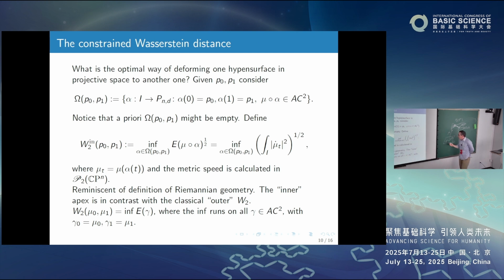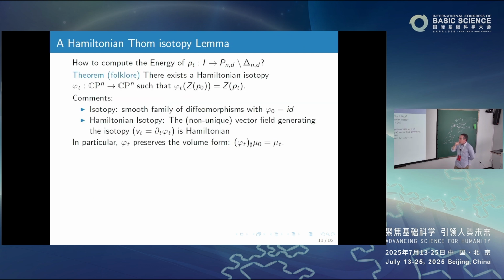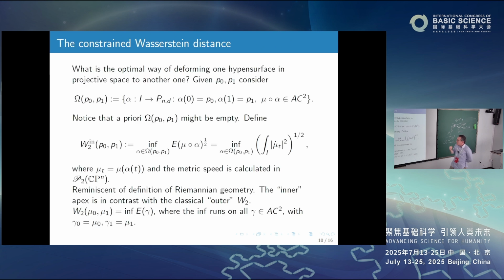That, you recall, by pulling back this structure from CPN to PND, will be a distance defined on PND, okay? So what is now the hard part of the story? The hard part of the story is exactly here, because what you need to do is calculate the metric speed of a family, of a curve of polynomials moving here.